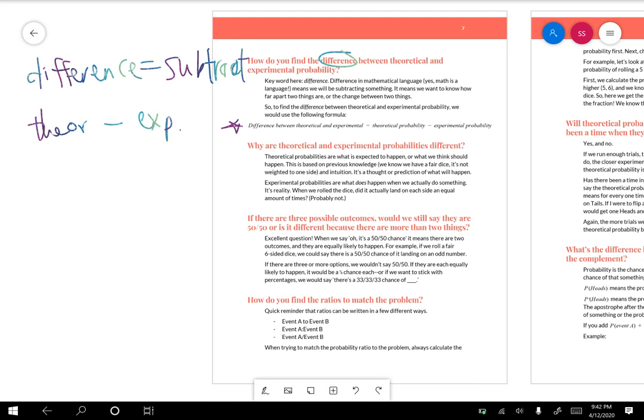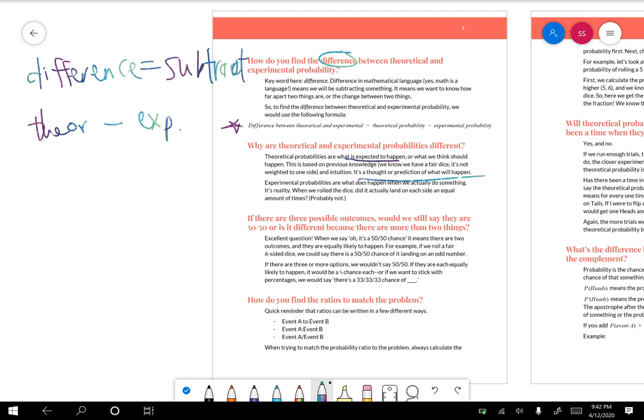I've kind of already gone over this, but again, theoretical probabilities are what is expected to happen, or what we think should happen. This is based on previous knowledge, so if we know we have a fair die, we know it's not weighted to one side, we know how many sides the die has, or just intuition, like a coin has two sides. It's a thought or a prediction of what will happen, basically.